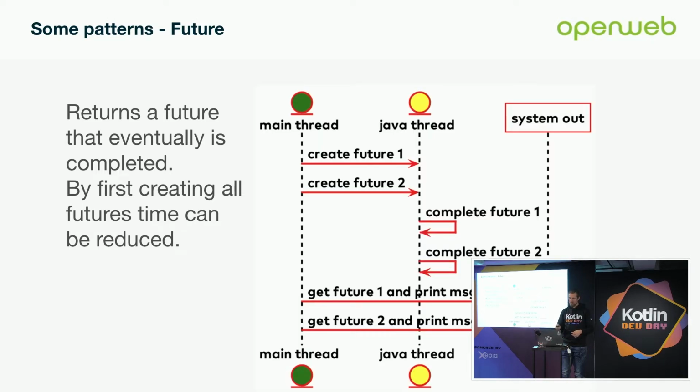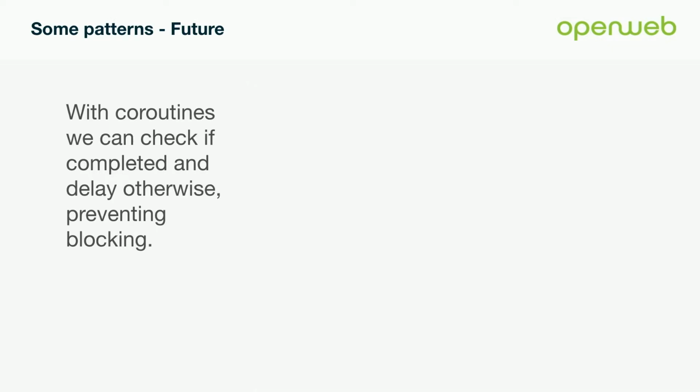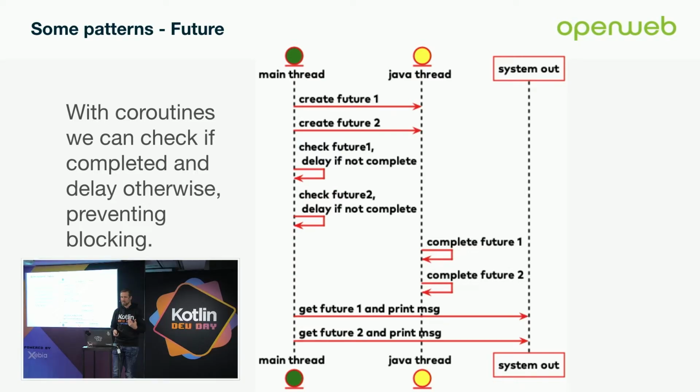So here, indeed, this is just running it from Java in a complicated way, first creating all the futures, then awaiting all the futures, and then getting them and printing them. Yeah, and this is the coroutine way, where we suspend and then still check if it's completed or not, and only if it's completed, we get it and we print the message.